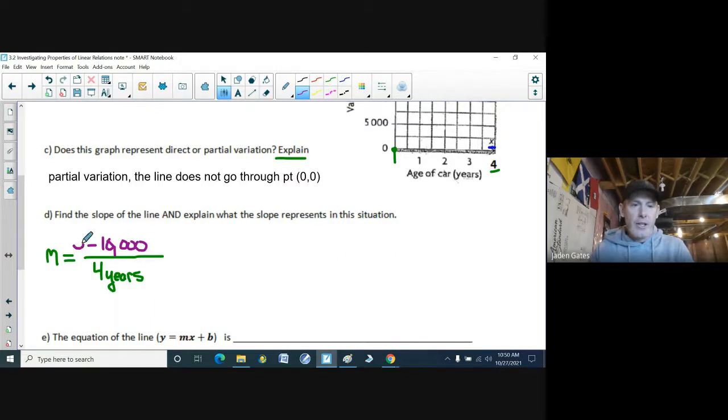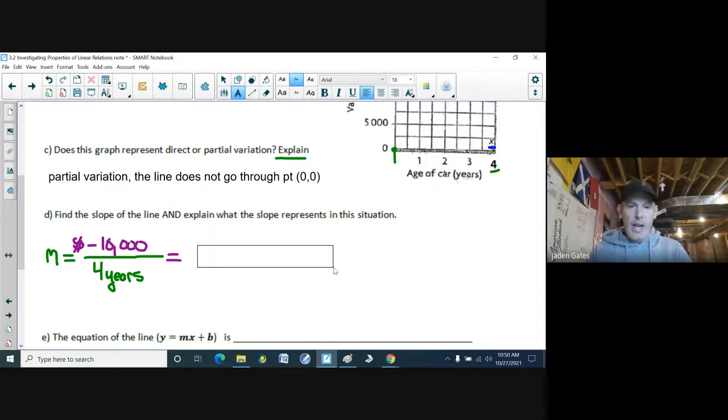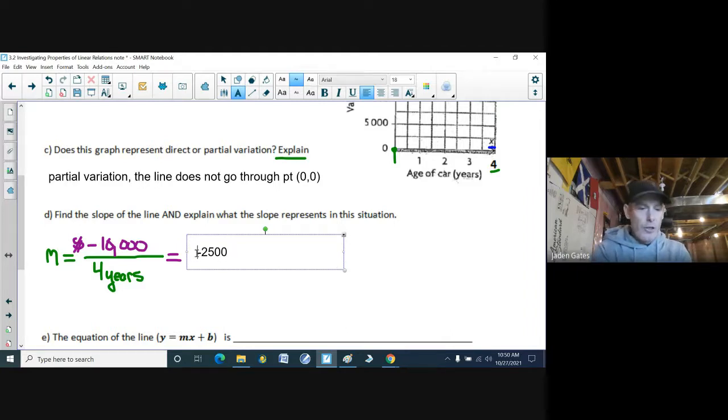And again, dollars. Now to find that slope, I'm going to take my negative 10,000 and divide it by 4, and I get negative 2,500. But the units here, dollars are on the top. Division, again, means per year. There we go. So there's our slope, minus 2,500 or minus $2,500 per year.